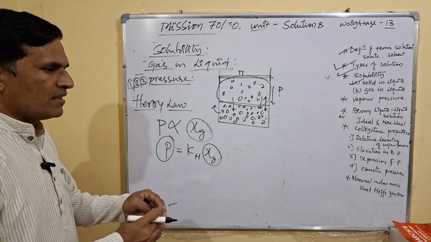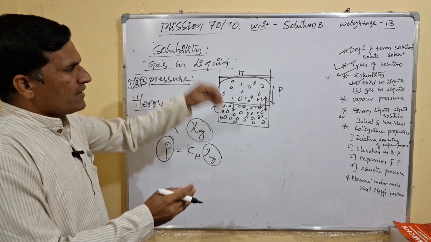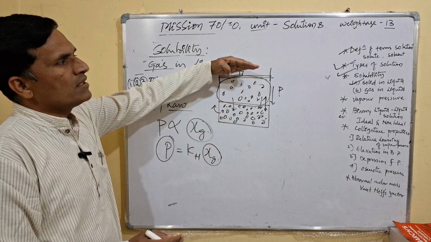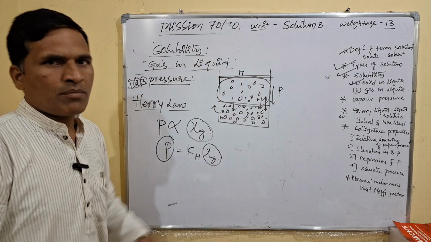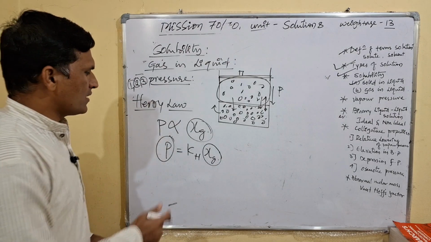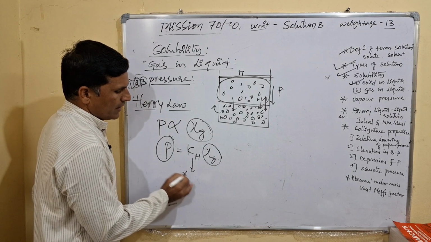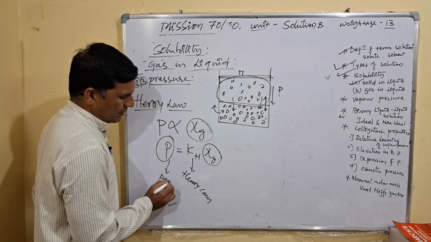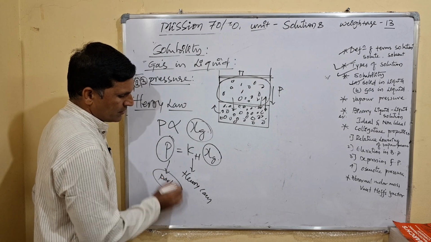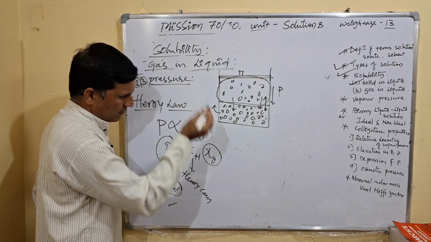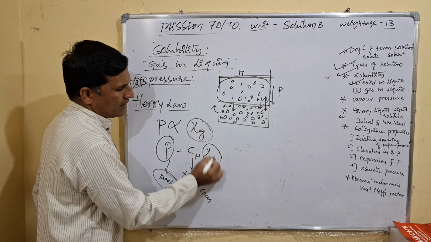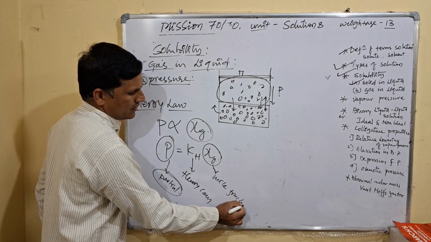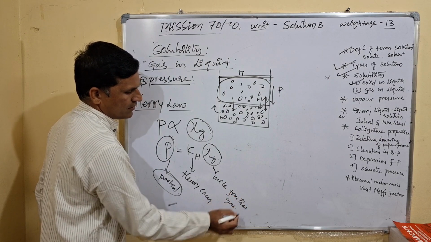Or we can say that the amount of gas dissolved in a given solvent depends upon how much pressure you are applying over it. So like that also you can understand. Here KH is your Henry's constant, and P is the partial pressure, or the pressure you are applying on the gas over the surface of the liquid, and here Xg is the mole fraction of the gas.